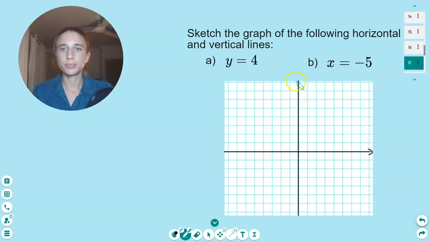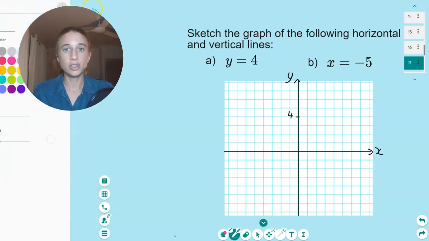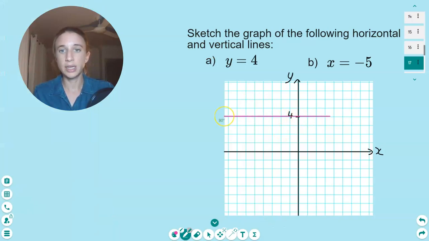So if we're sketching the graph of y equals 4, all you do is mark where y equals 4 lies. It lies on the y-axis. So 0, 1, 2, 3, 4. That's all it is. The graph of y equals 4 is a horizontal line cutting the y-axis at 4.